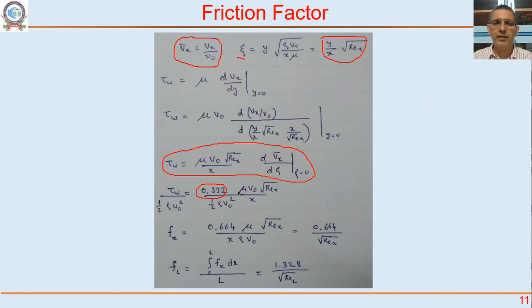So you can now divide the left hand side by half rho V naught square, you will get friction factor f, but it is at any x location, because this is in terms of x. Rearrange, you will get f of x, the friction factor at any x location, is 0.664 divided by square root Rex. Friction factor for the whole length of the plate, f L, is integral 0 to L f of x dx divided by L. Do this for yourself, you will get friction factor for the whole plate as 1.328 divided by square root Rel.